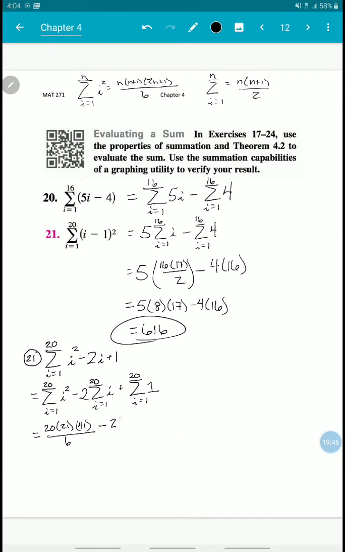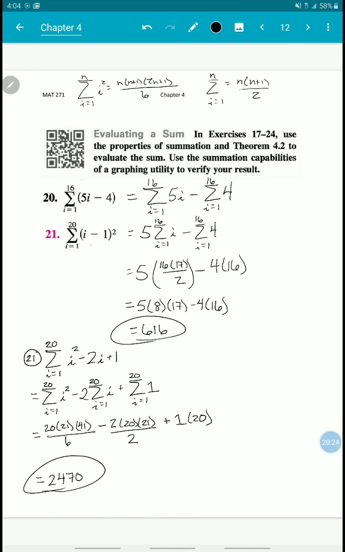minus 2 times n, which is 20, 20 plus 1 is 21 over 2, plus, and this is 1 times 20. If I type that in the calculator, we should get 2470.